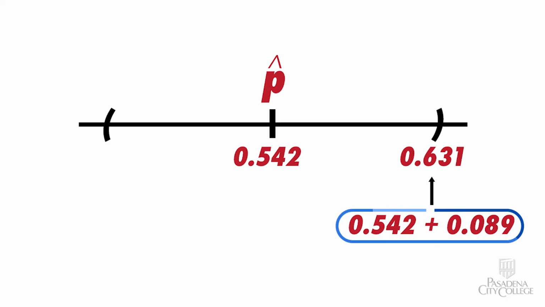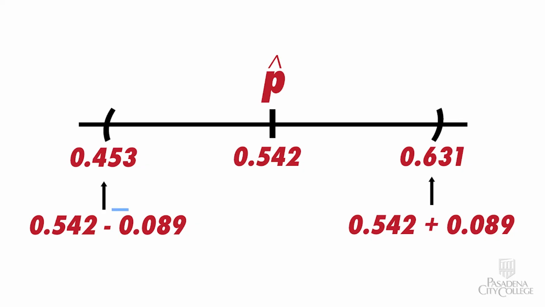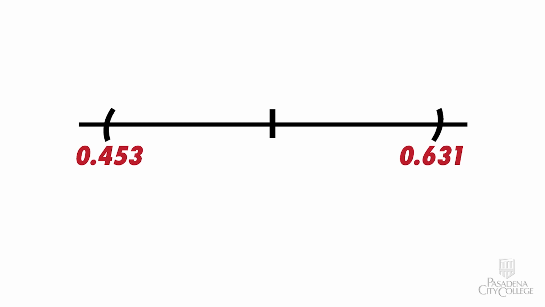Do you remember what we do with the margin of error E? Yeah, we add and subtract the margin of error E to our point estimate in order to get the endpoints of our interval. Exactly. So 0.542 plus 0.089 is equal to 0.631. That's the right endpoint of our interval, right? And the left point of the interval is 0.542 minus 0.089, which is 0.453. Oh, so our interval is 0.453 and 0.631.